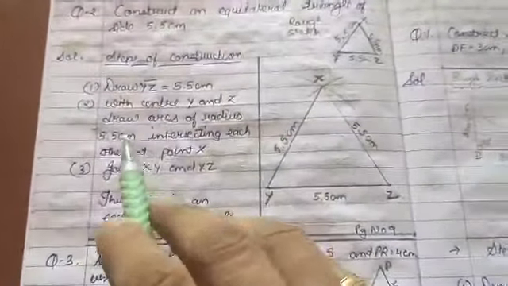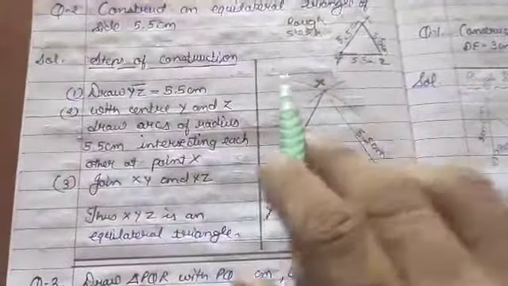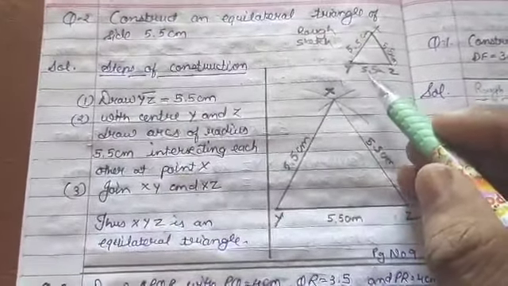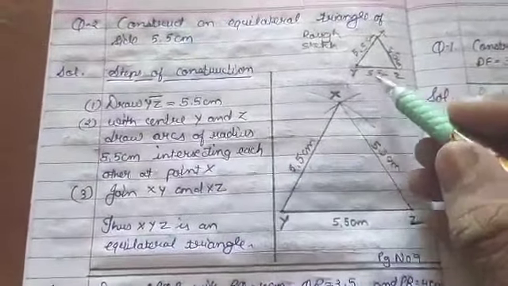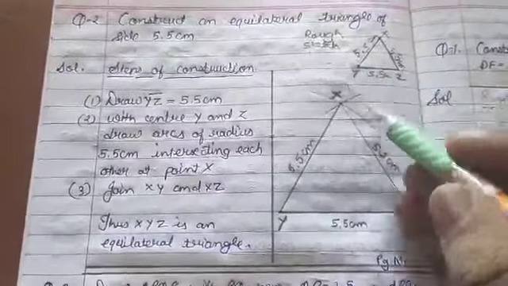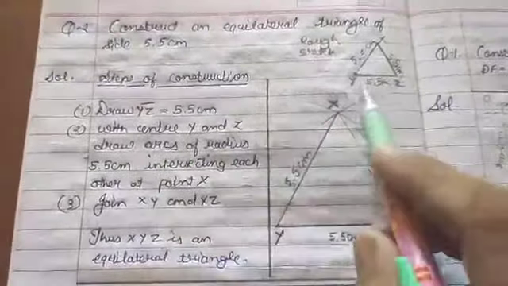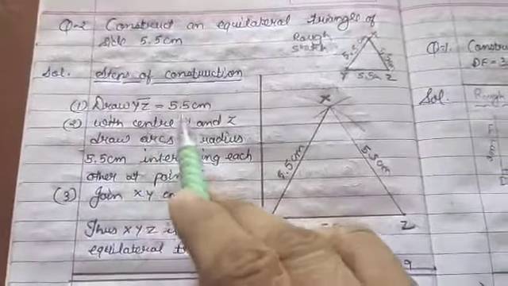So let us start it. Very simple. First you draw this base. Dear student, it's very important and necessary to draw the rough sketch first, because by observing such a rough sketch, we will try to do our main construction. So here the base is YZ. Write down, draw YZ equals 5.5 centimeter.